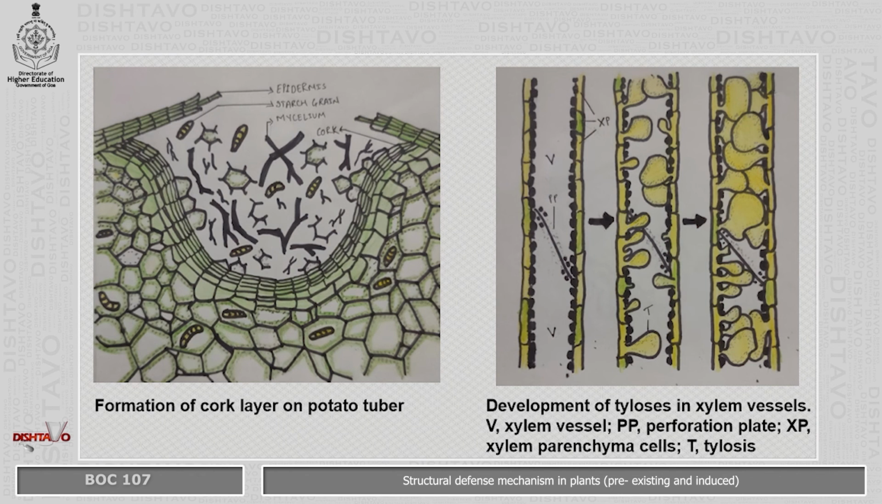Then next is development of tyloses in xylem vessels. When these pathogens are found in the vessels, the xylem parenchyma cells will protrude into a bulbous structure. The cytoplasm will protrude into a bulbous structure, and the xylem vessels will be clogged and the wilting of the infected region will take place.